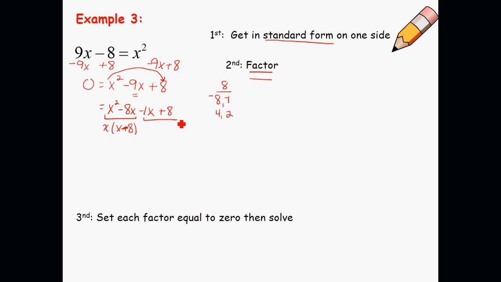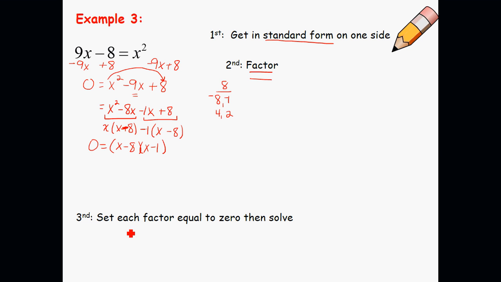What can I divide out of these two? I think I'm going to divide out a negative 1 here, making my x then become positive, and my 8 divided by negative 1 is now negative 8, so it matches the first one. So my two factors are x minus 8 and x minus 1. And I still have that equal to 0 there.